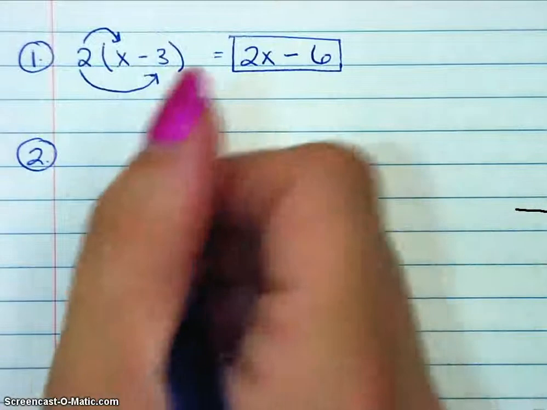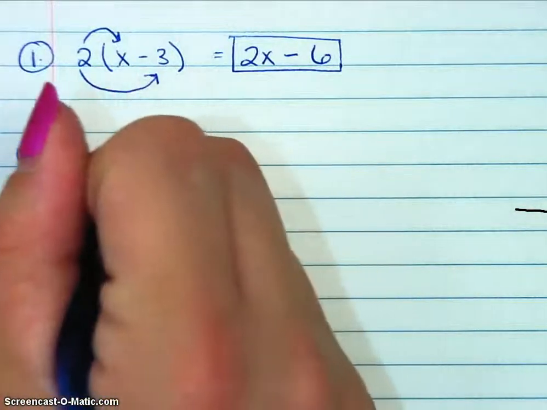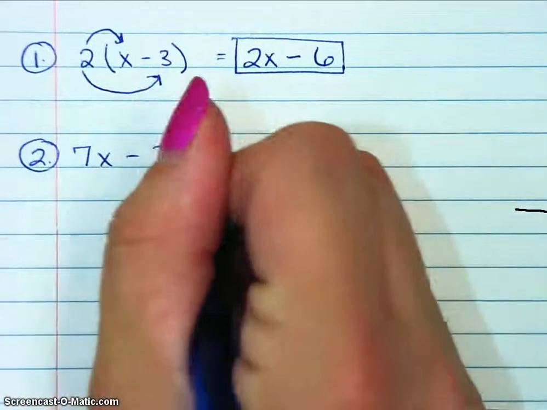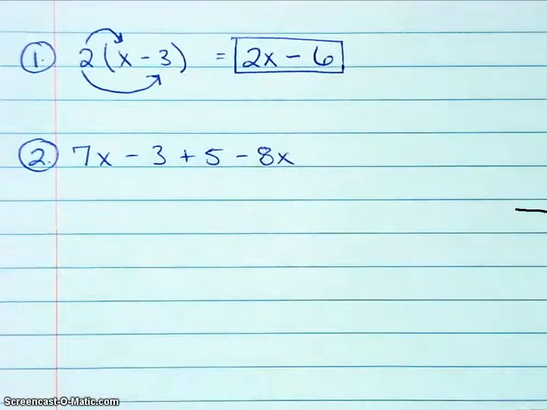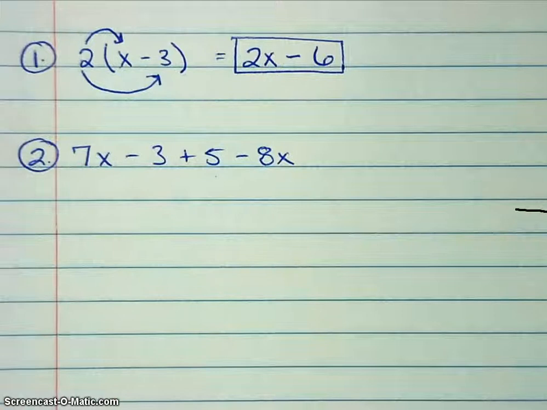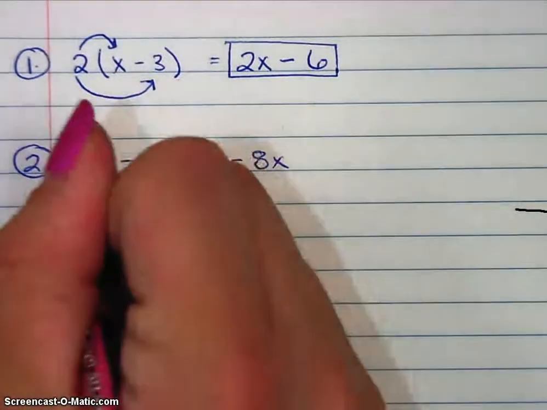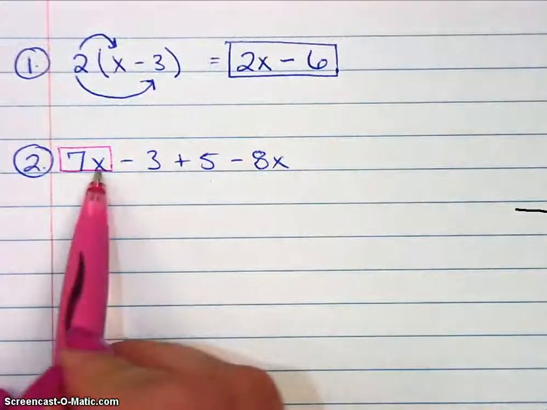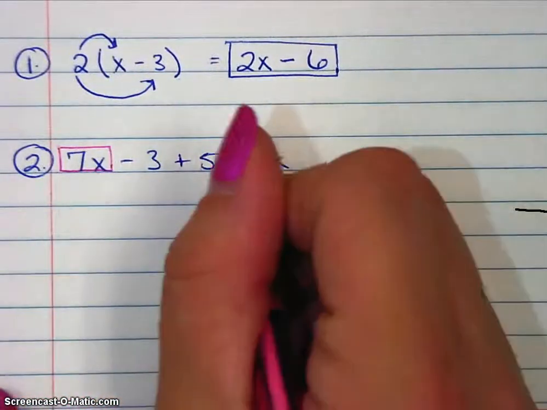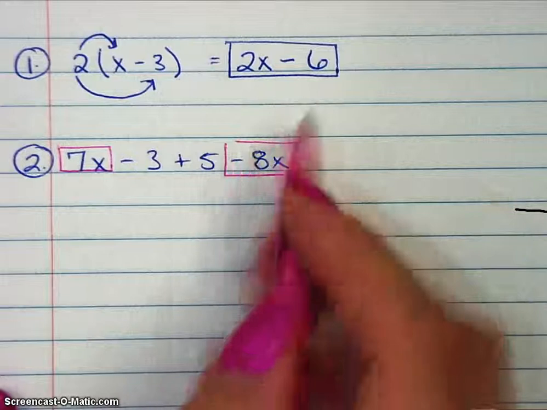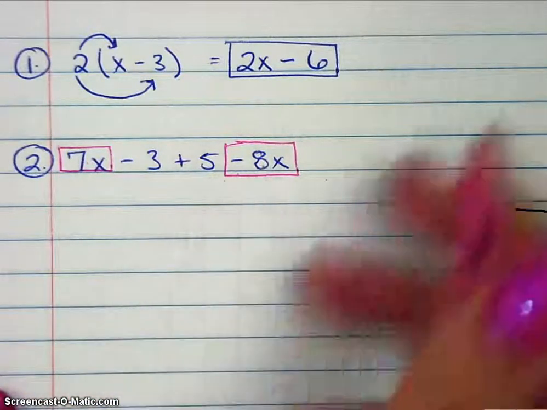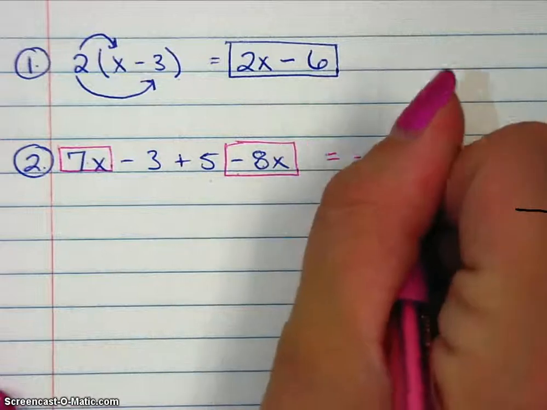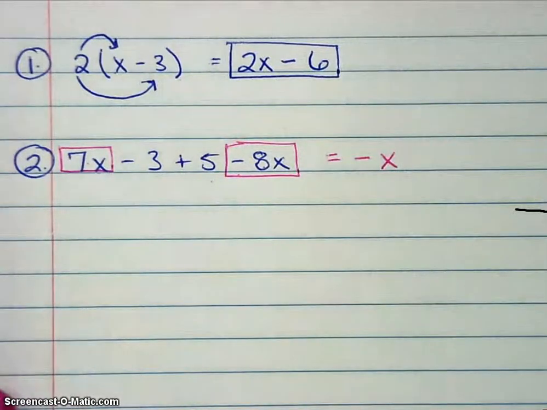Number 2. Okay, a problem like this. This one does not have any distribution. There's no parentheses. So I'm going to identify my like terms. I'm looking for terms that have an x. So 7x, negative 8x. Notice I'm keeping the sign in front with the term. So 7x and negative 8x equals negative 1x, or just negative x.